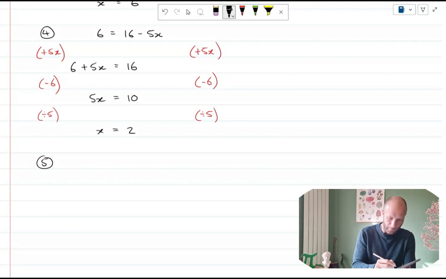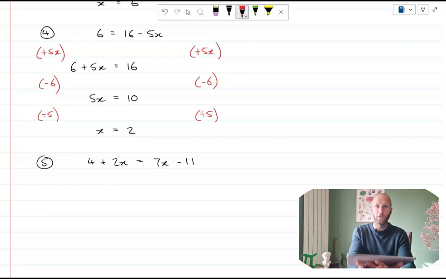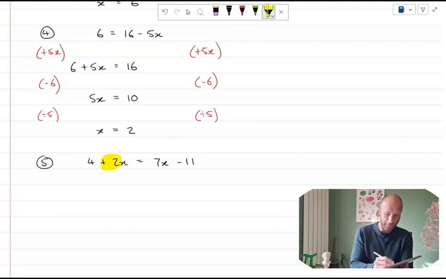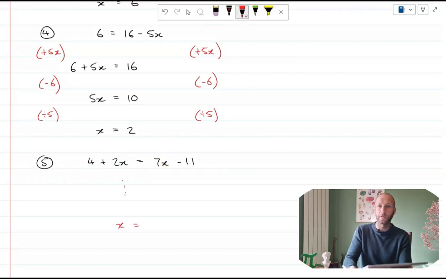So the first one to look at, number 5 in this video, is 4 plus 2x equals 7x minus 11. So a little bit more complicated because we've got two unknown terms. We've got positive 2x on this side and positive 7x on this side. Remember, no sign means it's positive. So the only way we can solve this is by ultimately, if we work our way through this, we'll have x equals on one side. So we don't want x's on both sides of the equation.